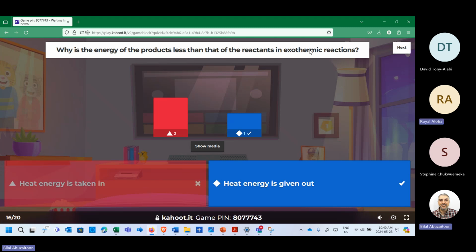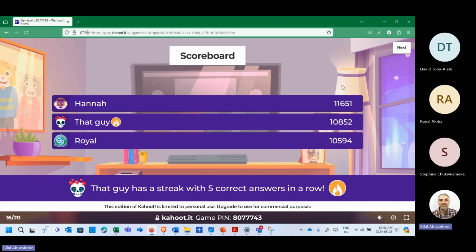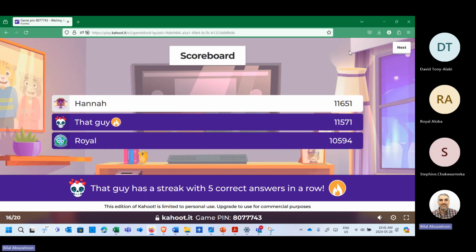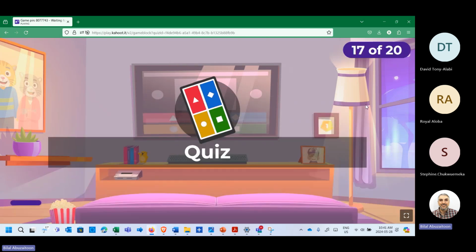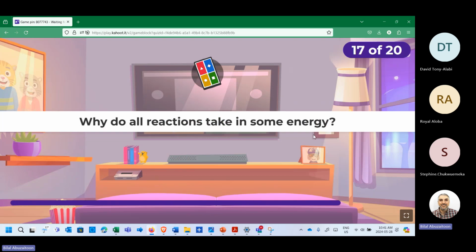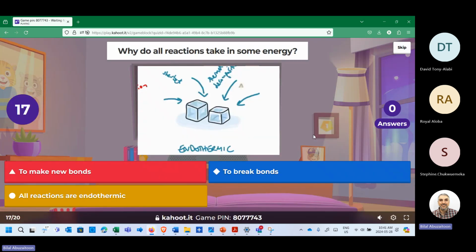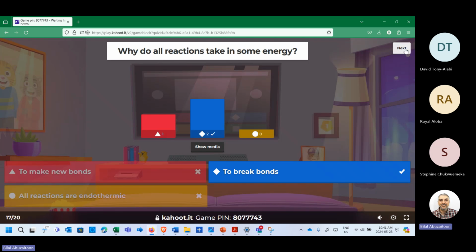Why, guys? Exothermic reaction. Yeah, we just explained this. Exothermic reaction, because through the path the heat is being given off, right? Or out. So that's why the end point becomes lower in energy than the starting point. Right. To break bonds. To make new bonds, this is not the point why reactions take some energy. To break the bonds.